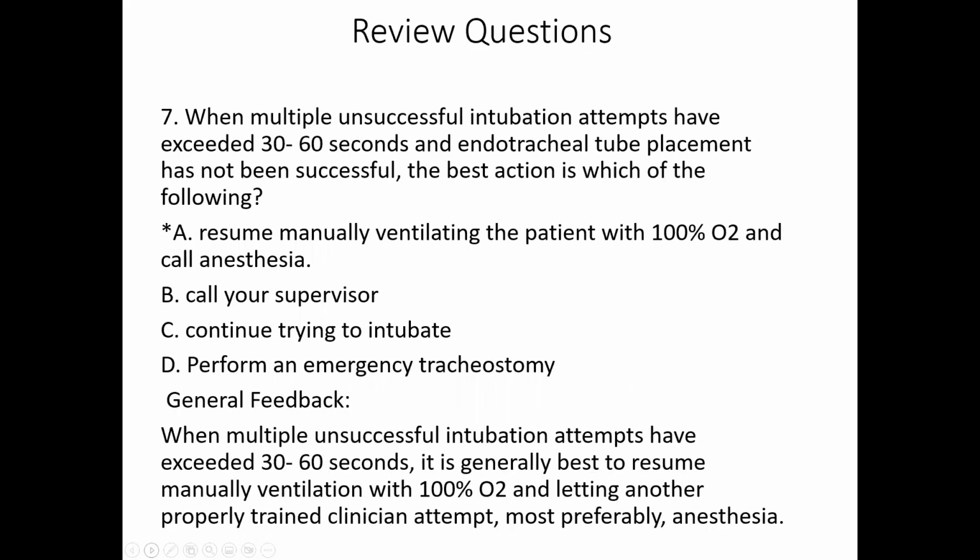Question 7: when multiple unsuccessful intubation attempts have exceeded 30 to 60 seconds and the endotracheal tube placement has not been successful, which of the following is the best action? Resume manually ventilating the patient with 100% oxygen, or call anesthesia. Call your supervisor? What did we say about your supervisor? The supervisor will call your manager, who will call your director, and they're all in the mothership, in corporate. Continue trying to intubate, or perform an emergency tracheostomy? It's generally best to resume manually ventilating the patient with 100% oxygen. Let another properly trained individual do it, most preferably an anesthesiologist.